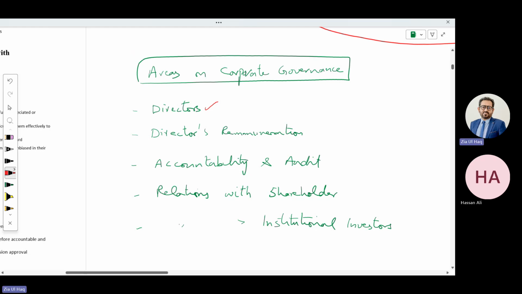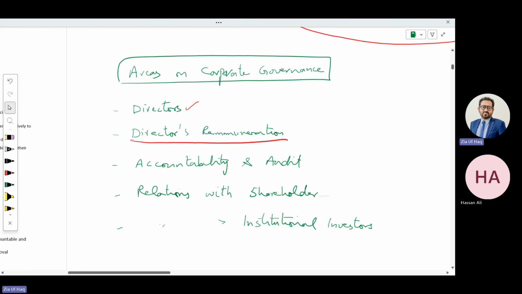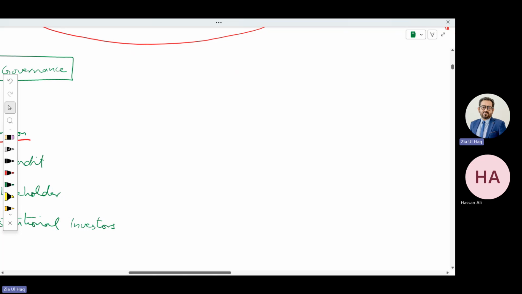There are some codes relating to directors' remuneration. What are the codes relating to directors' remuneration? There should be a remuneration committee of 100% non-executive directors. This means executive directors should not be members of the remuneration committee.